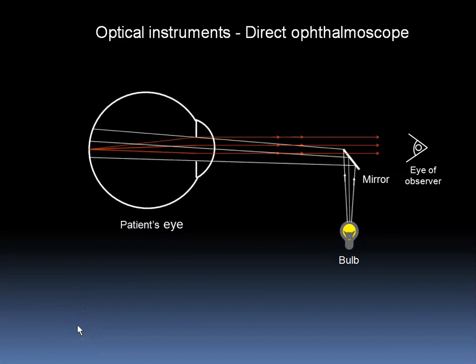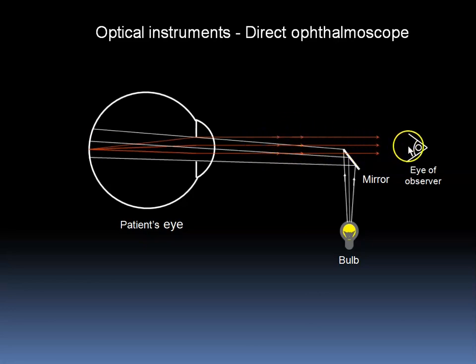Optical instruments, the direct ophthalmoscope. Here we have an illumination device being reflected off a mirror onto the retina. Here we have divergent light coming off the bulb. This light illuminates the retina. The retina then gives off light that is refracted and exits the eye. If this is an emmetrope, then the retina is conjugate with infinity, and the rays that leave the eye are non-vergent.